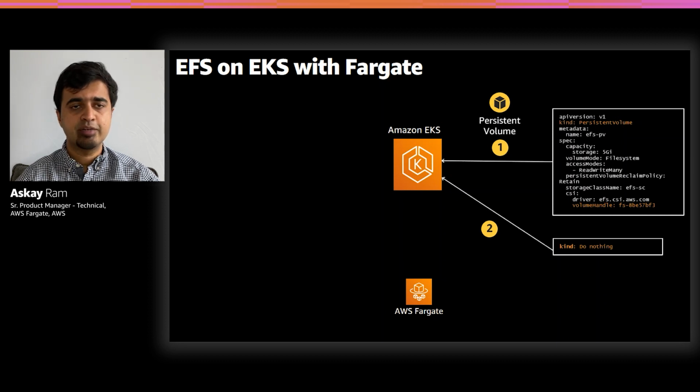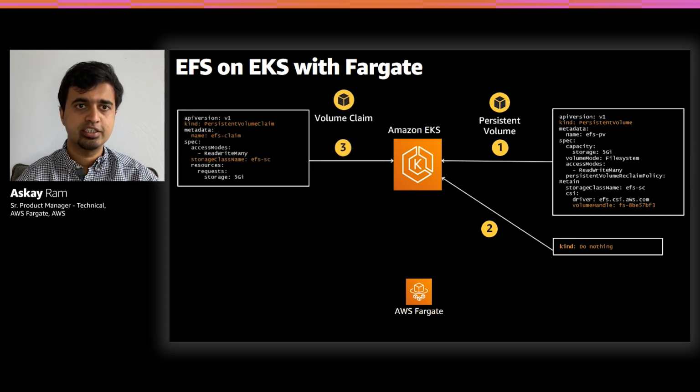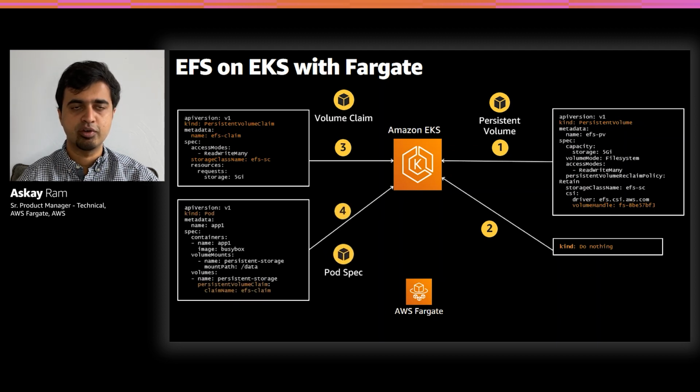The third is the developer request for storage, and in this case, it's 5 GB. And this is the same experience as they would on EC2, because the developer really doesn't care if they're running on EKS on EC2 or EKS on Fargate. It should just work. And finally, the pod spec, which references the persistent volume claim. This also remains the same. Nothing changes here. And the pod is scheduled onto Fargate. So very similar experience, and this is how it works.